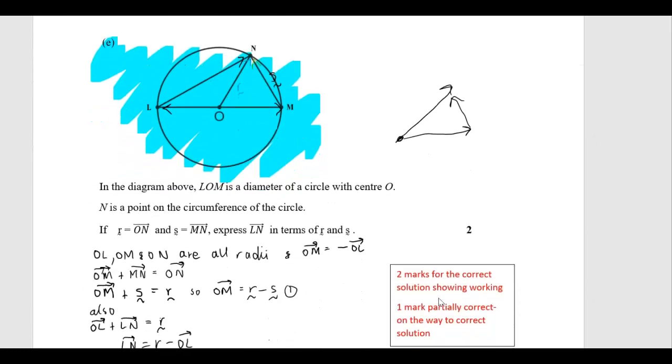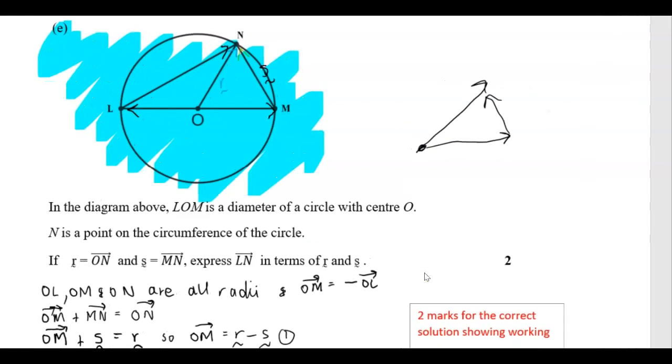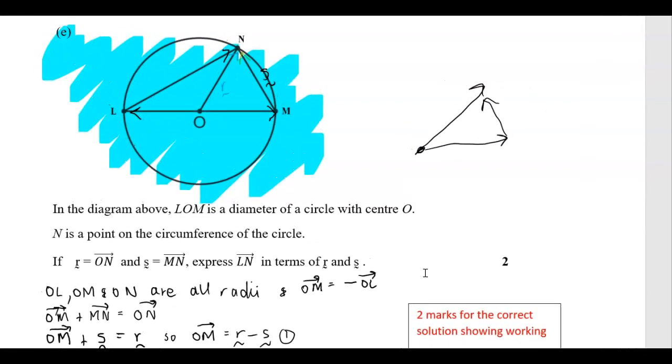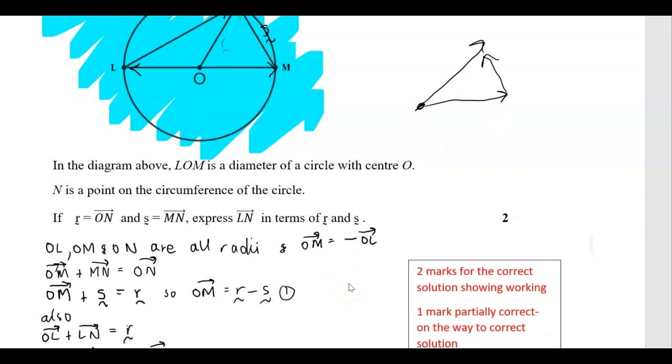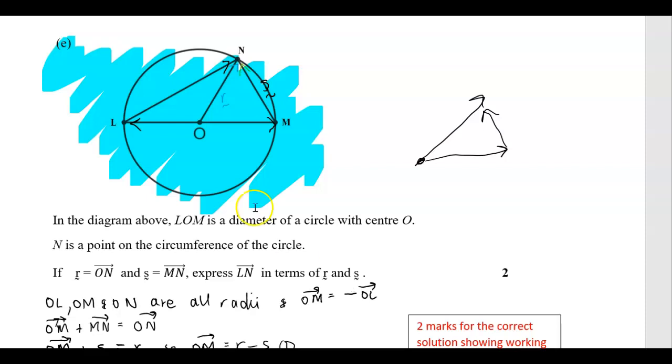Okay, this one's blue. So part E is a 2-mark question. Now, there was a little bit of controversy over this, and I just want to clear this up because this is something we need to make sure that we can do. So 2 marks for the correct solution, 1 mark if you partially got that right. So what you need to understand is really think about what a vector is when you're looking at this diagram. In this diagram, we've got L and O and M being the diameter of that circle, and N is some point on the circumference.